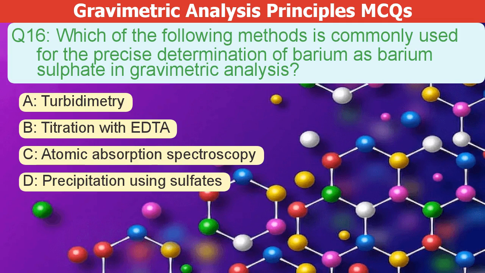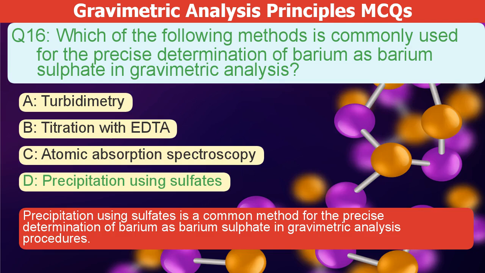Which of the following methods is commonly used for the precise determination of barium as barium sulfate in gravimetric analysis? A. Turbidimetry. B. Titration with EDTA. C. Atomic absorption spectroscopy. D. Precipitation using sulfates. The correct answer is D. Precipitation using sulfates is a common method for the precise determination of barium as barium sulfate in gravimetric analysis procedures.